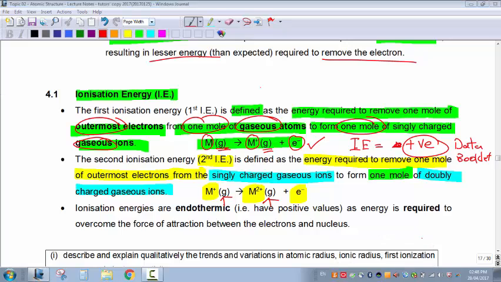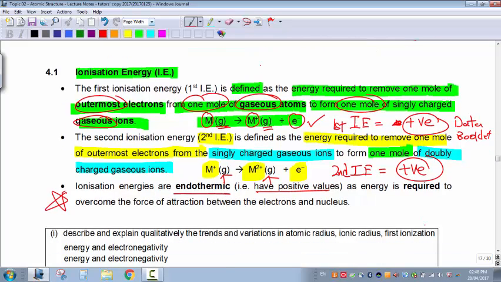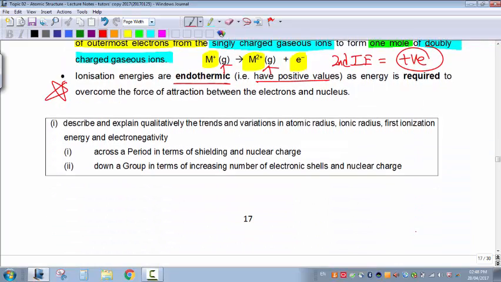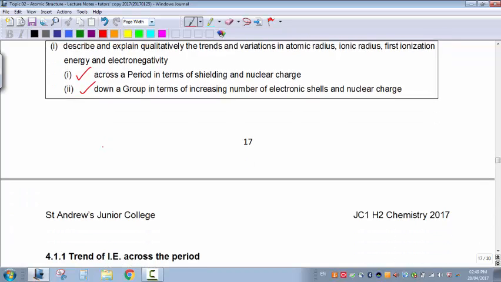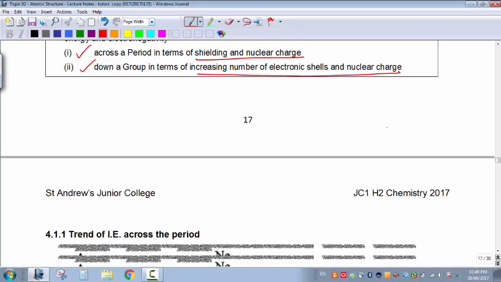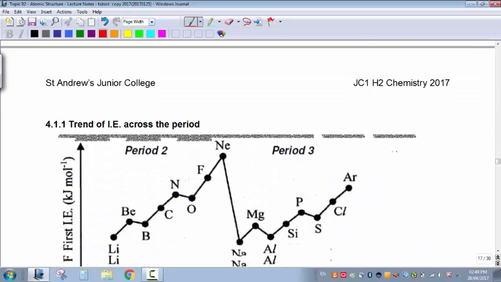As we mentioned just now, IE are endothermic, positive values. This is first IE, this is second IE. Second IE can also be obtained from the data booklet. It's a positive value. So with all this knowledge in mind, we now need to explain the IE across the period as well as down the group. Do take note, across the period we explain in terms of shielding and nuclear charge, down the group in terms of electronic shells and nuclear charge. So let's take a look here.